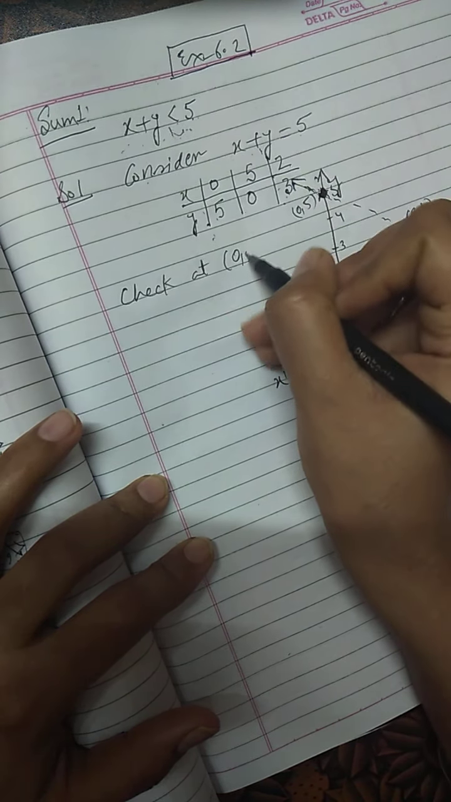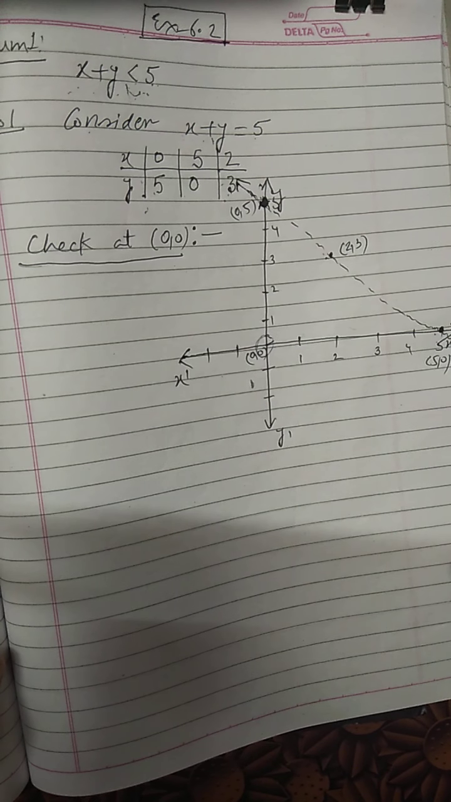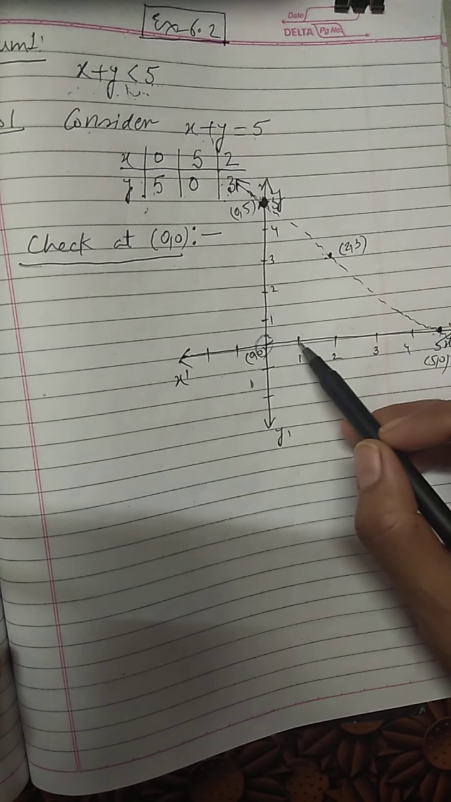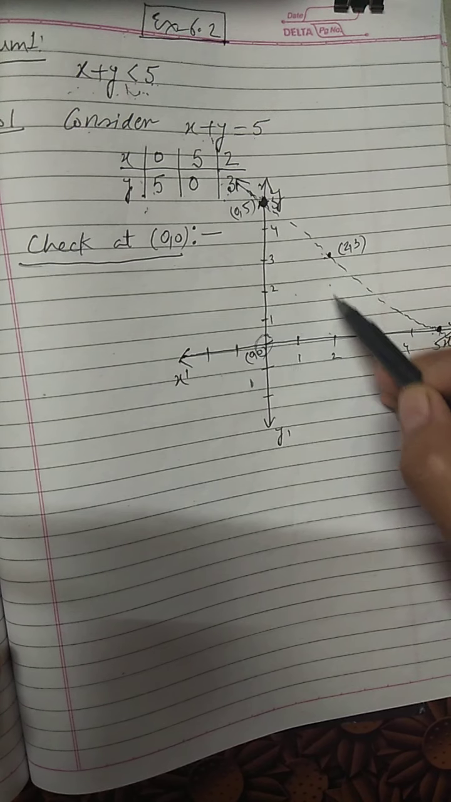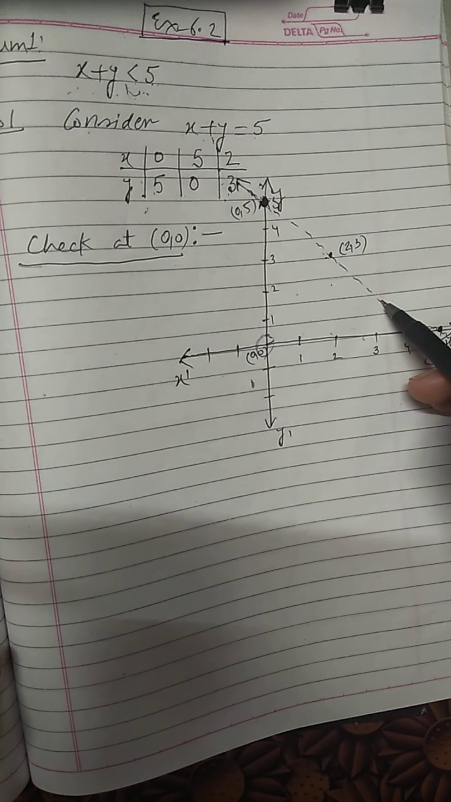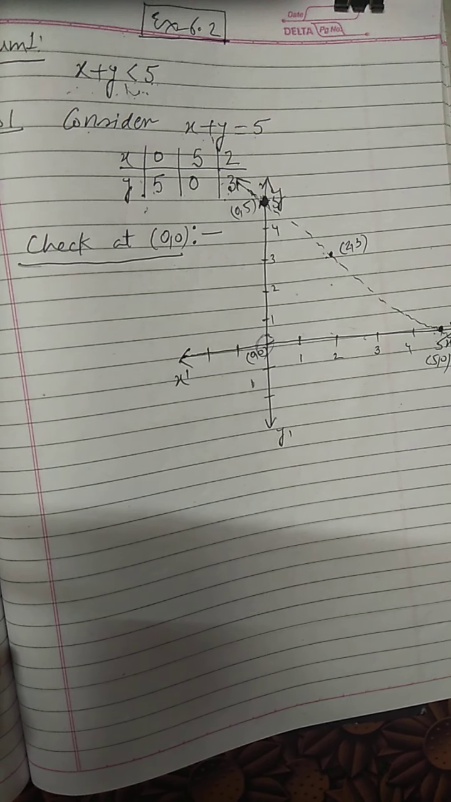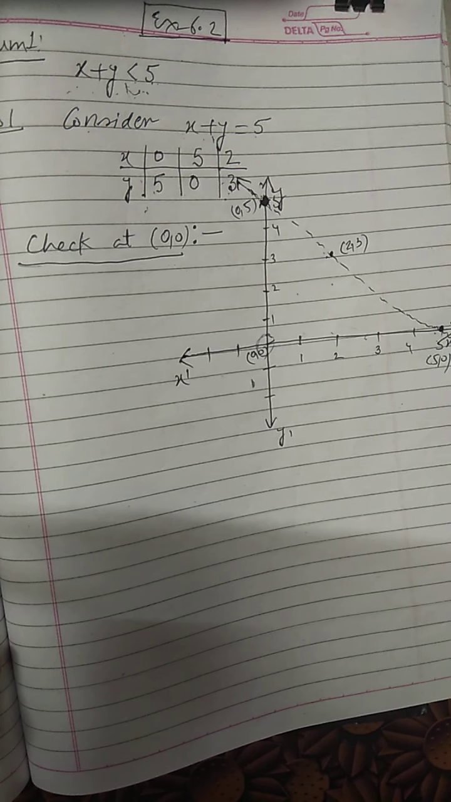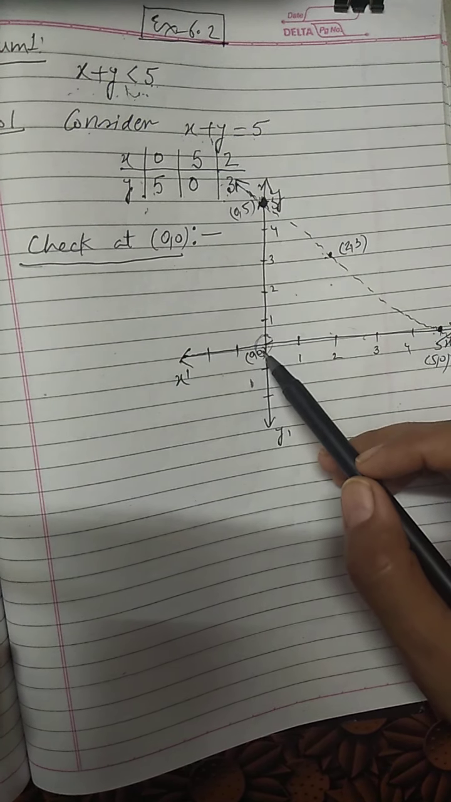we will just check at the origin 0, 0. You can take this point also, 1, 2 also, 2, 2 also. 2, 3 point we will not take, 3, 1 point, 3, 2 point we will not take, 4, 1 point we will not take, because these points are lying on the line. Okay, so remember that. So better is we will take the 0, 0 point.